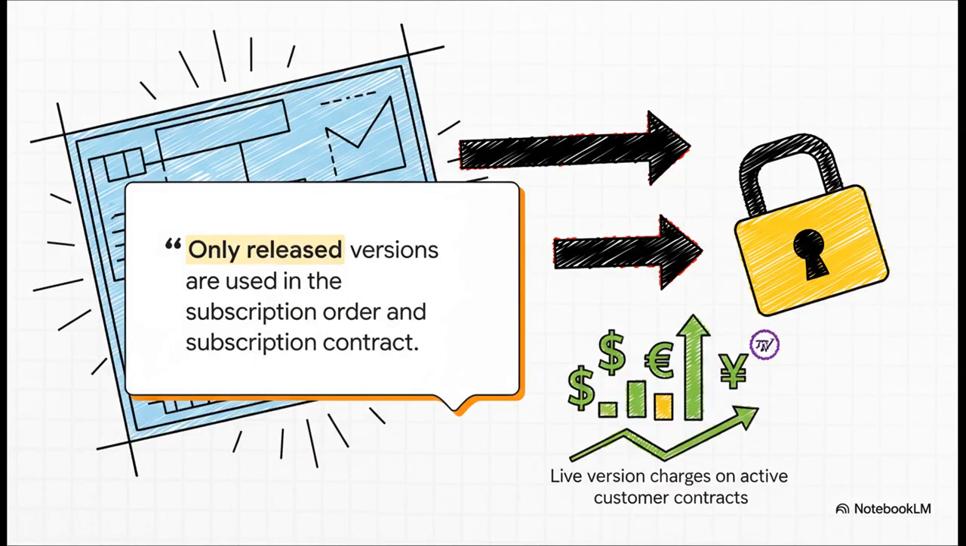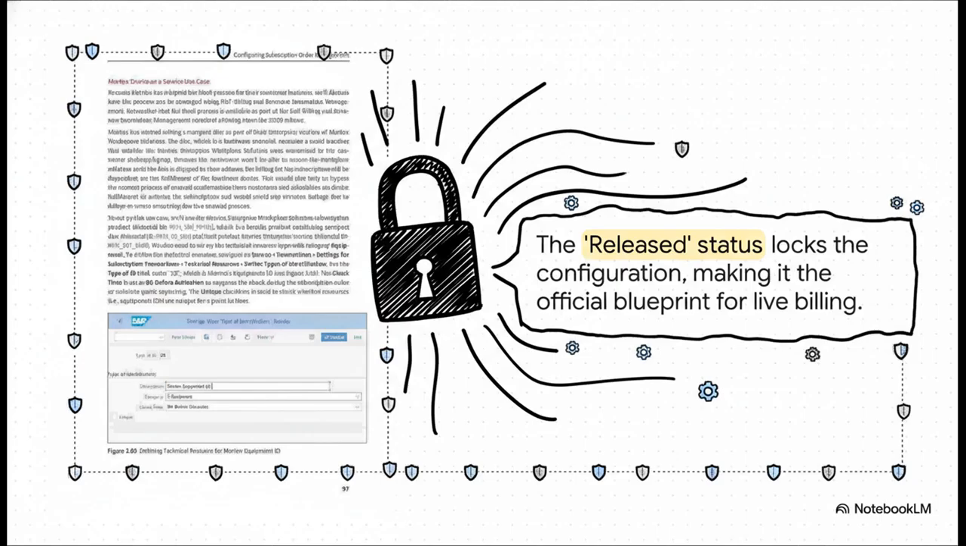Now, once that blueprint is perfect, it's been tested, it's been approved, it gets promoted to released. A released version is locked down. It cannot be changed. This is now the official, live version. It's the source of truth that the system uses to generate real charges for real customers. And in a live system, this status is so much more than just a label. It is a hard lock. It's the clear visual signal for everyone and for every automated process that this configuration is final and it's actively shaping how customers are being billed right now.